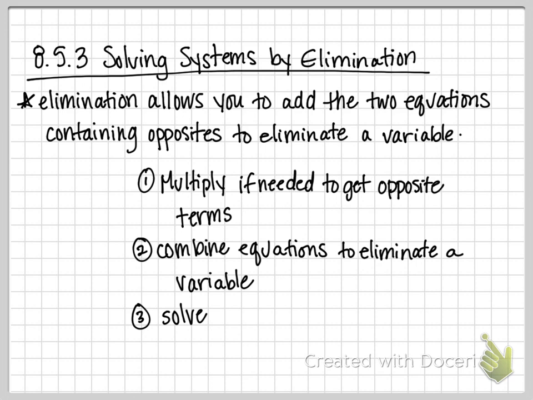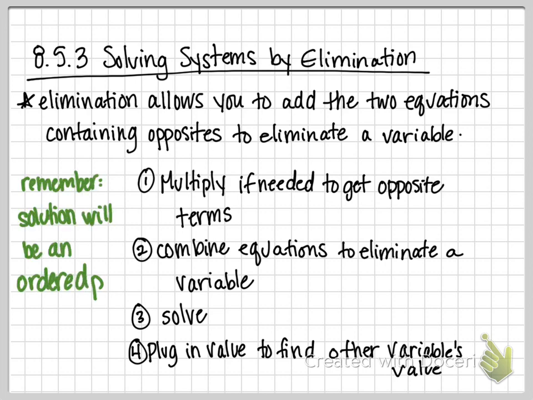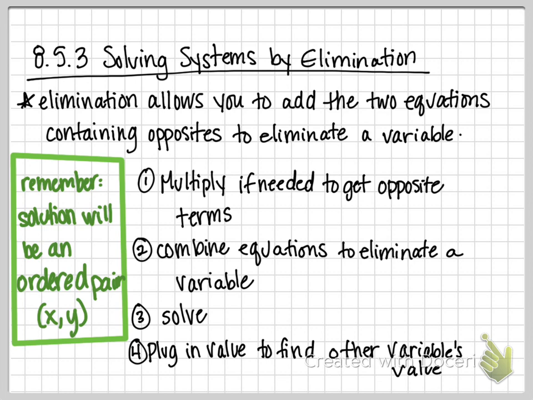But don't you have to switch to another method then to solve? You won't have to switch to another method, but you'll end up being able to see, like, oh, x equals 4, and then plug that x back in. So solve, and then, like we were doing yesterday, plug back in that value to find the other variable. And remember, the solution will be an ordered pair.